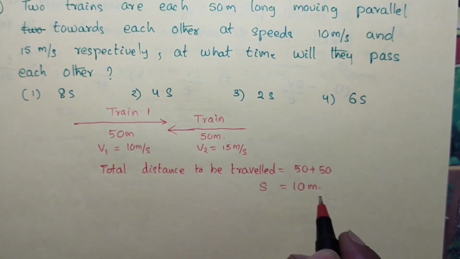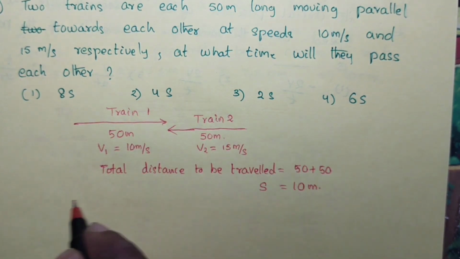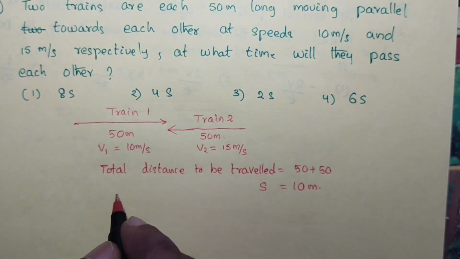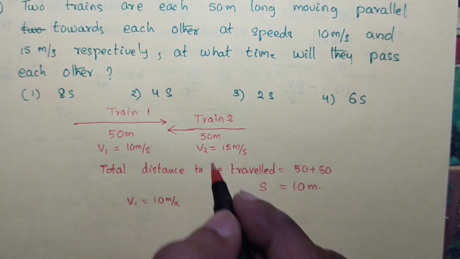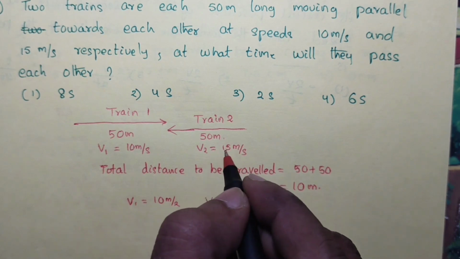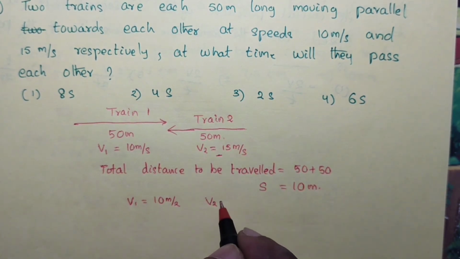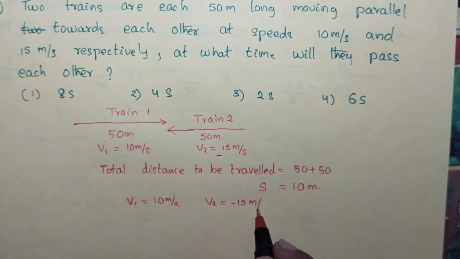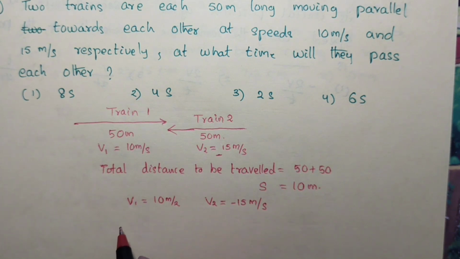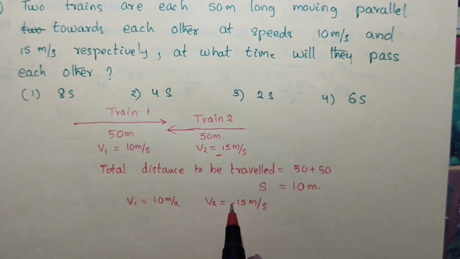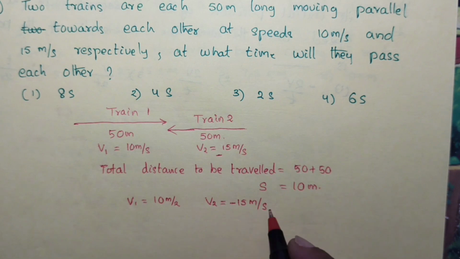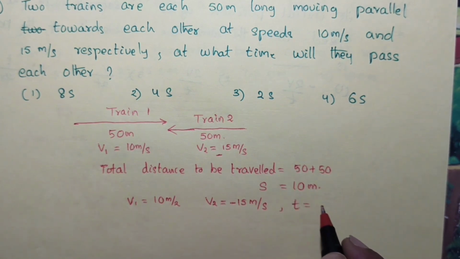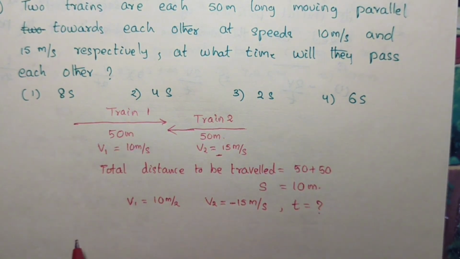This is train 2. So the velocity v1 is equal to 10 meters per second, and v2, in the opposite direction, let it be minus, is equal to minus 15 meters per second. Minus indicates the opposite direction. So here the time taken to cross is asked: time t is equal to how much?